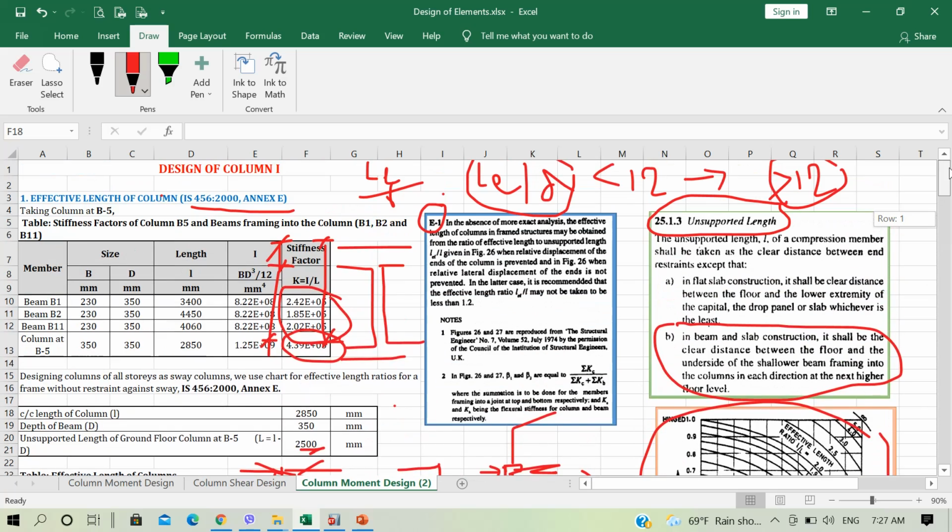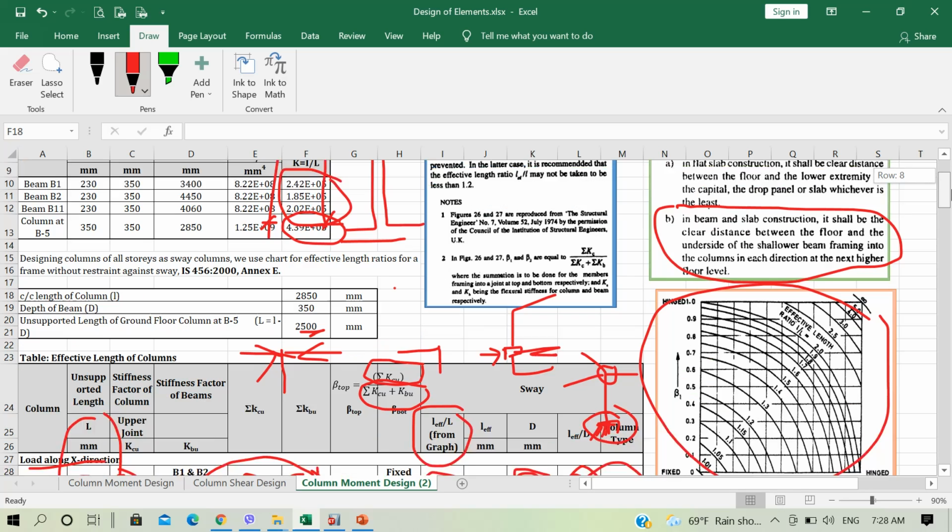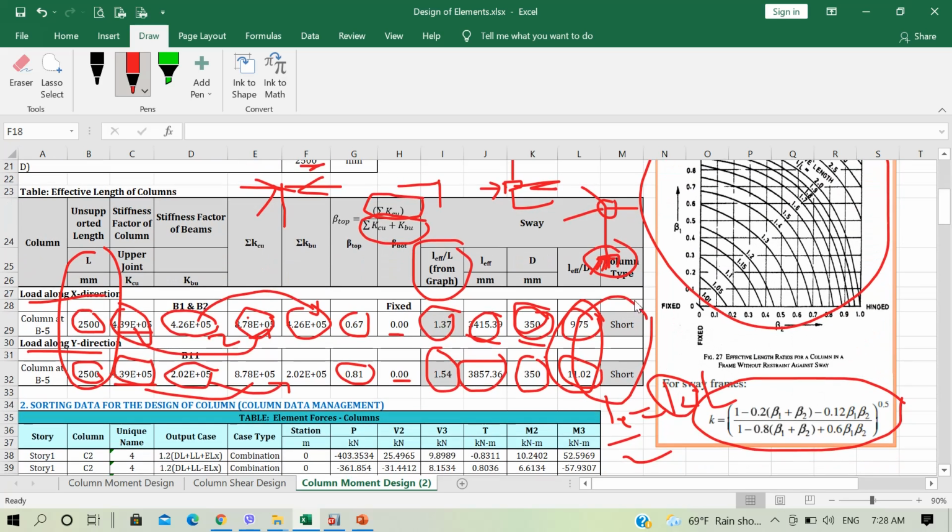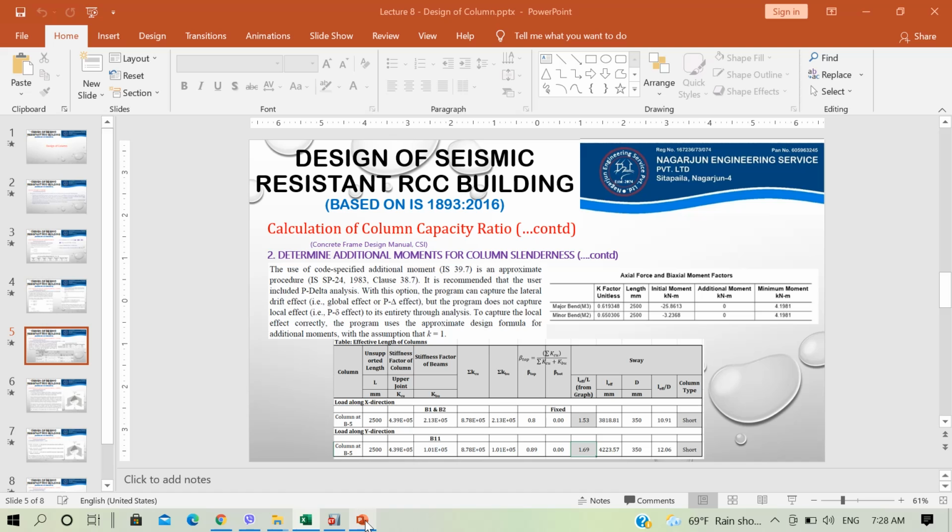Using this process, which is stated in Annex E of IS code, we determined whether our column was a short column or slender column. Since our column came out to be short, we don't have to design for additional moments. So let me go back to my presentation.